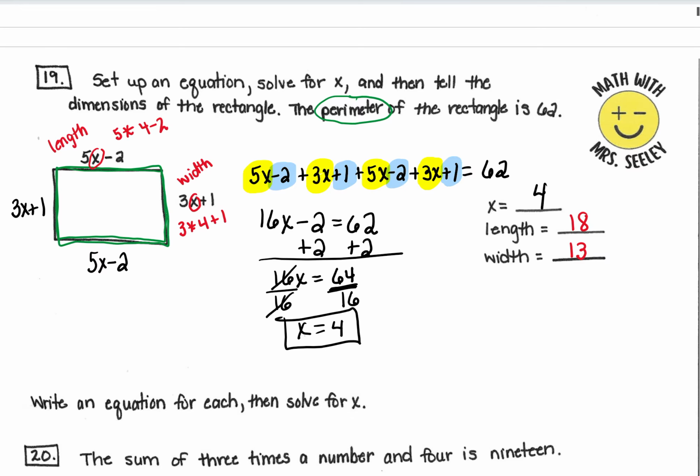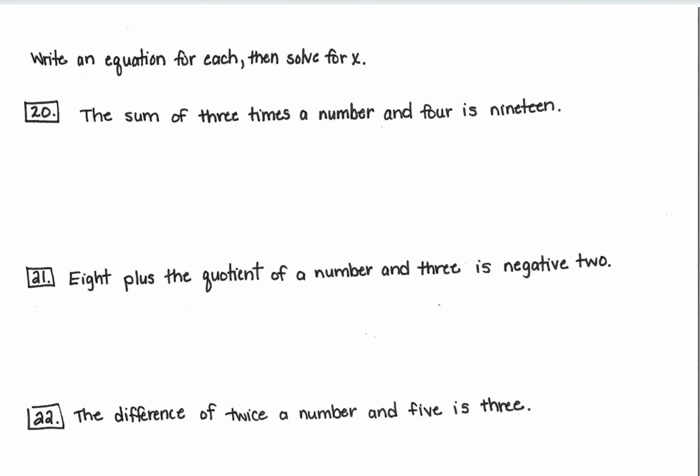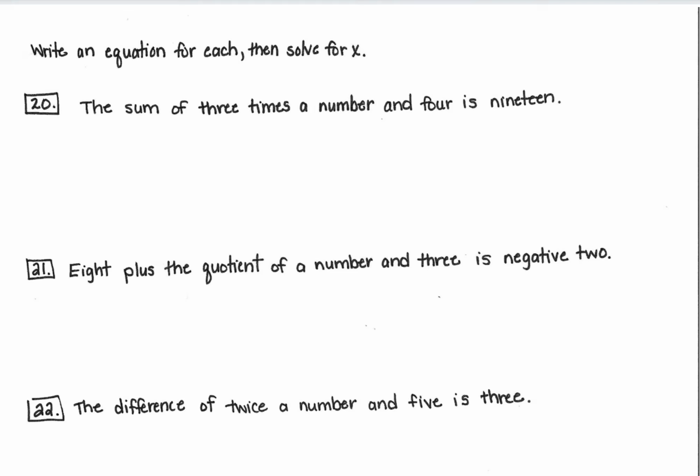Okay, these last ones, you're going to be given an equation in words, and you're going to translate it into a numerical equation and solve it. So this first one, it says the sum of 3 times a number and 4 is 19. So you probably remember, but sum means to add. So you're going to add 3 times a number and 4, and it's equal to 19. So that's the sum, the plus, of 3 times a number and 4 is 19.